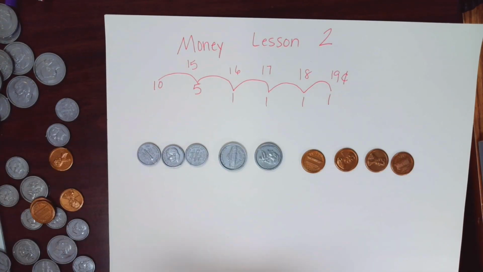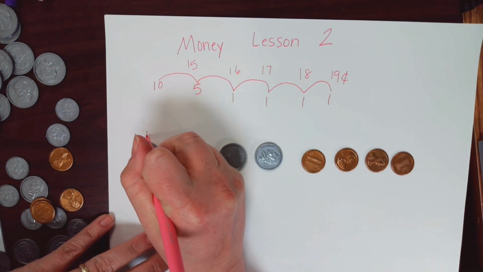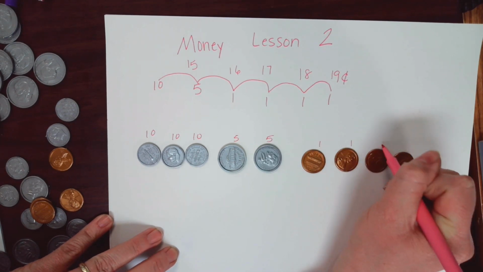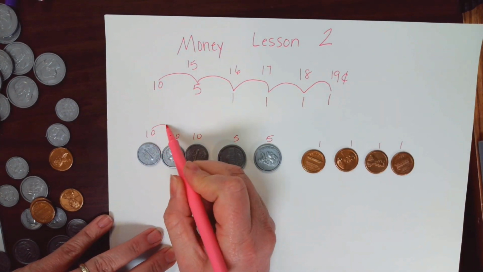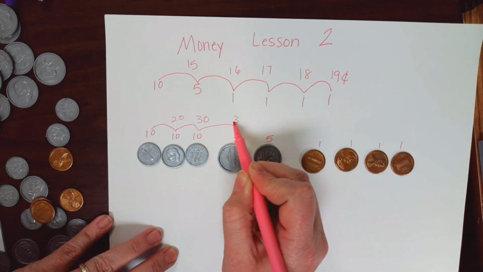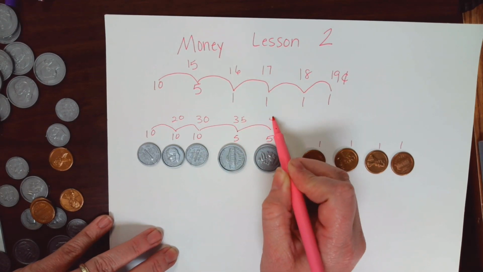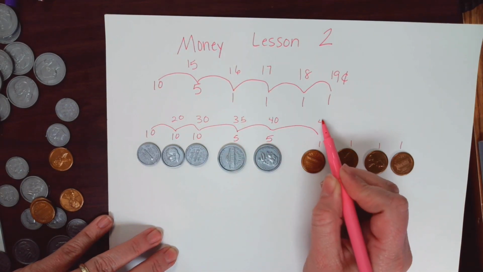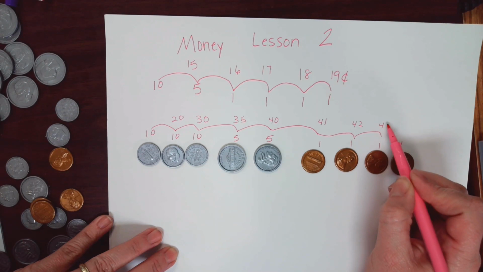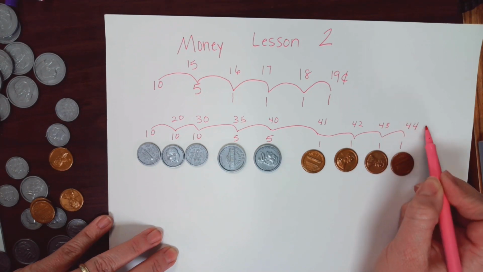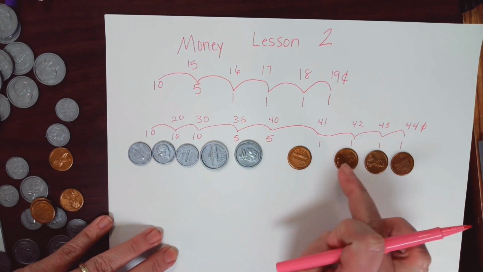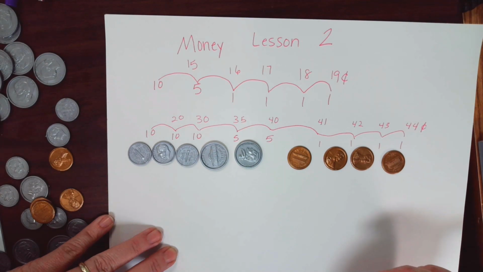So until we get really good at calculating, we may want to write that above it. 10, 10, 10, 5, 5, 1, 1, 1, 1, and then count. So we got 10, 20, 30, 35, 40, 41, 42, 43, 44 total cents. So 10, 20, 30, 35, 40, 41, 42, 43, 44. 44 cents is correct.